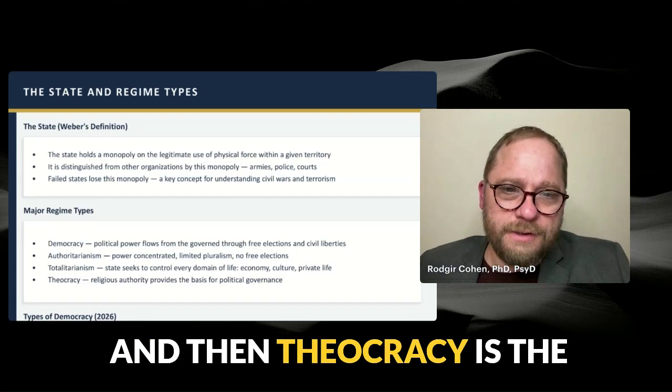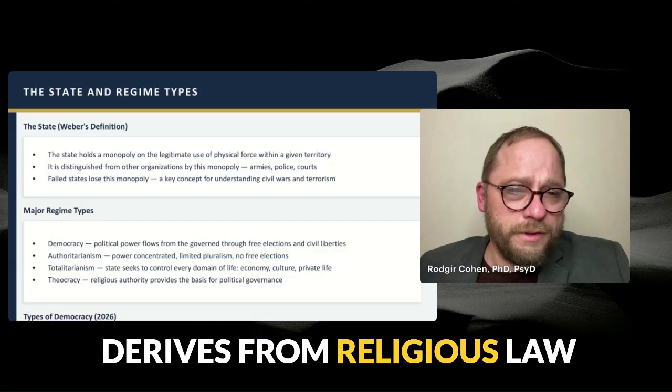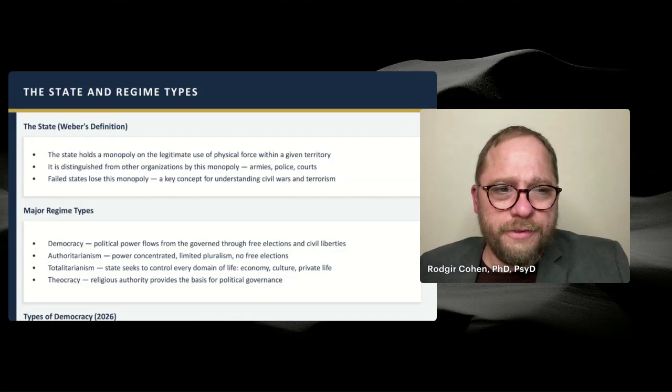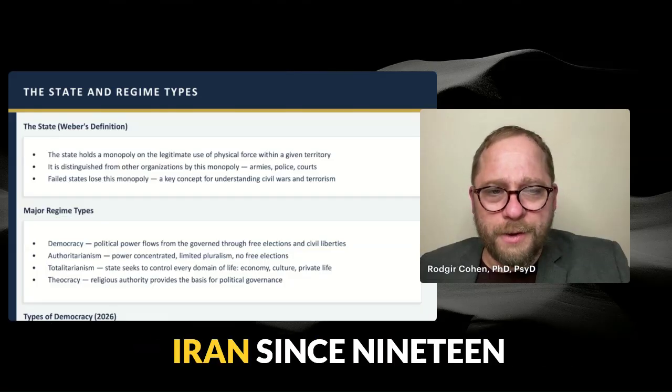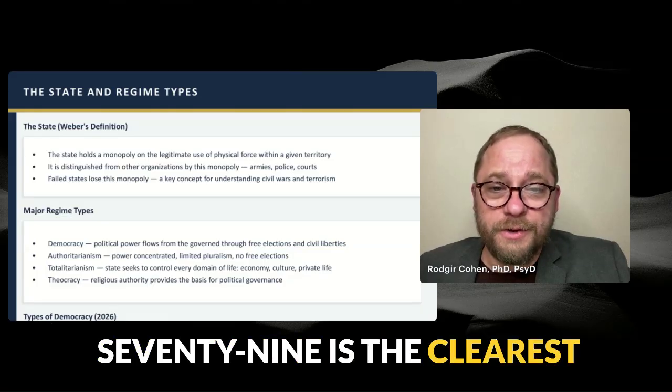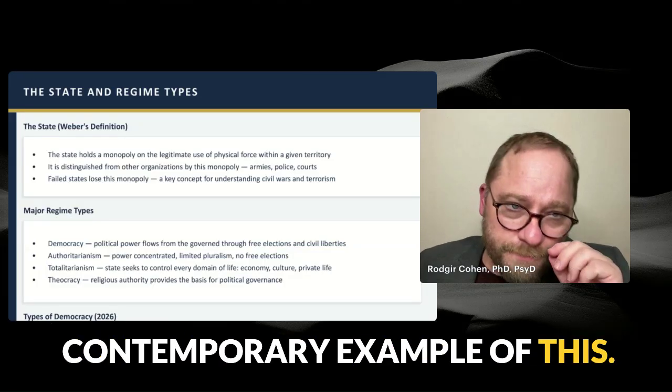And then theocracy is where political authority derives from religious law or religious leadership. The clergy or the religious text is the ultimate source of governance. Iran, since 1979, is the clearest contemporary example of this.